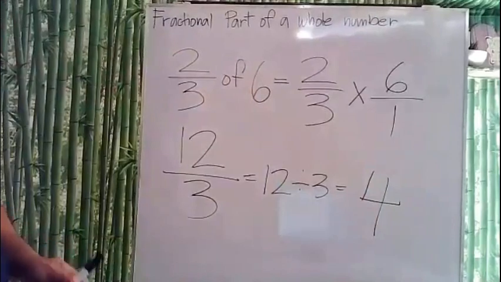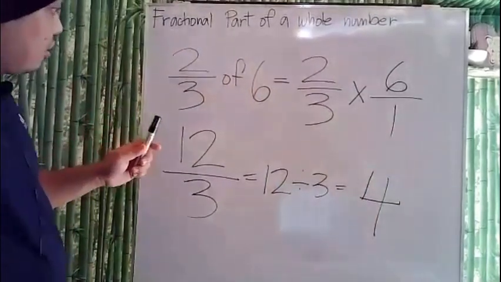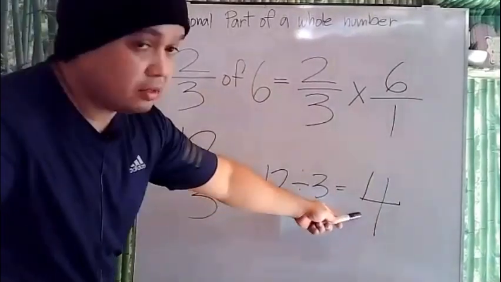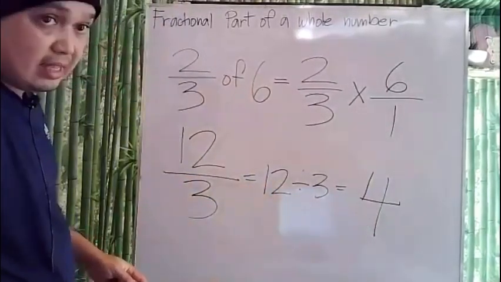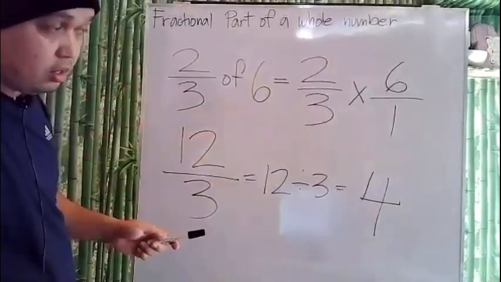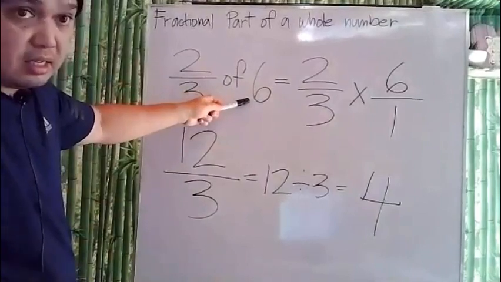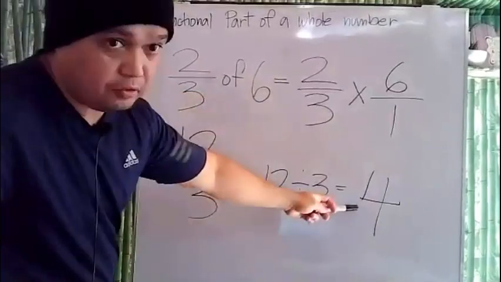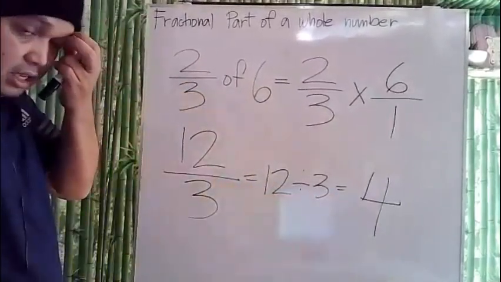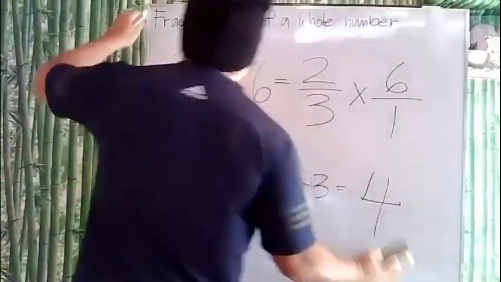Therefore, the fractional part, which is 4, is two-thirds of 6. Or what is two-thirds of 6? The answer is 4. So that is the fractional part. Now let's have some more examples.